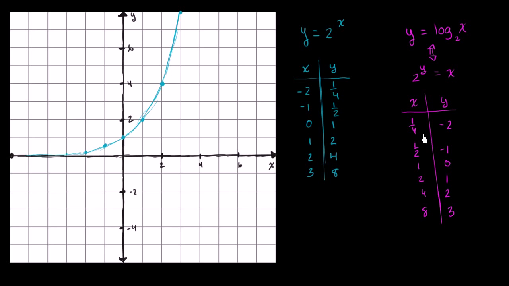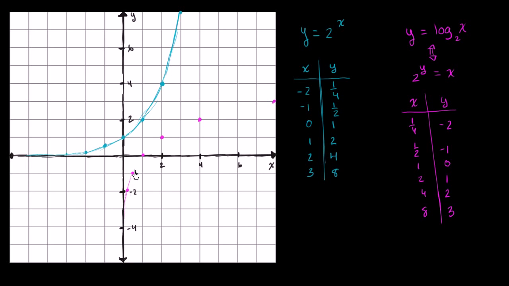And so let's graph this. When x is equal to 1/4, y is equal to -2. When x is 1/2, y is equal to -1. When x is 1, y is 0. When x is 2, y is 1. When x is 4, y is 2. When x is 8, y is 3. So it's going to look like this.